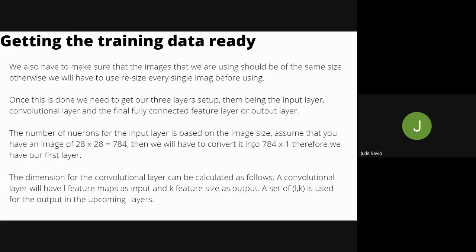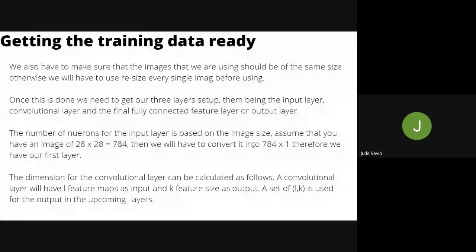So the number of neurons for the input layer is based on the image size basically. Assume that we have an image of 28 cross 28 pixels. It is going to be 784 pixels in total. Just like I said before, you convert it into a single dimensional matrix, and therefore we have a first layer. So you have something called a feature map, which is depicted by L, which connects with the input features. If an image has L, it is considered as input, and if an image has K, it is considered as output. So that is what you find in the convolution layer.